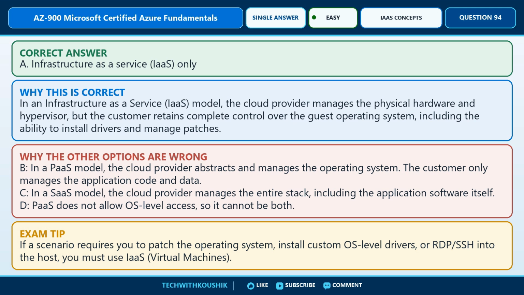The main takeaway is if a scenario requires you to patch the operating system, install custom OS-level drivers, or RDP or SSH into the host, you must use IaaS, virtual machines.